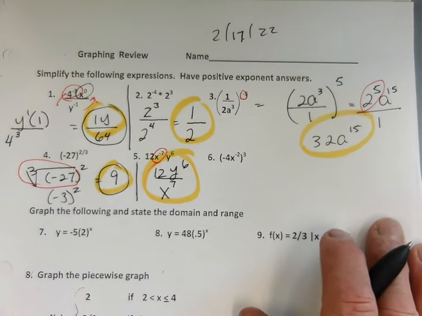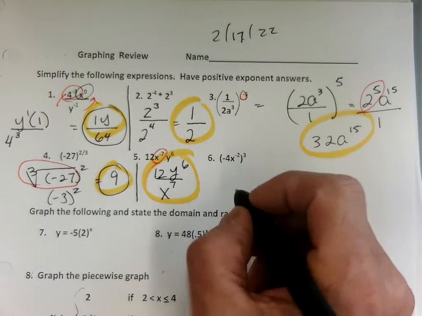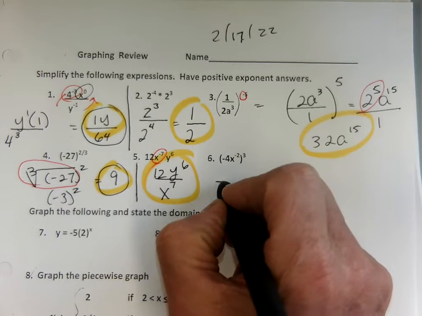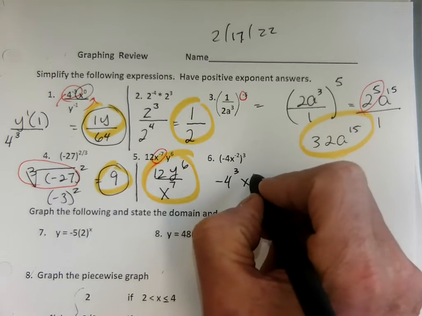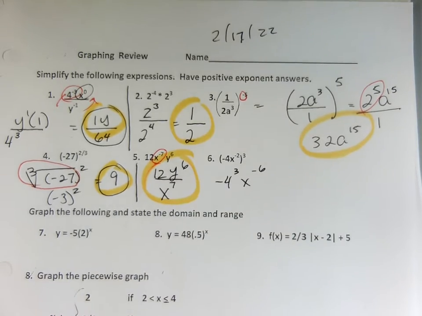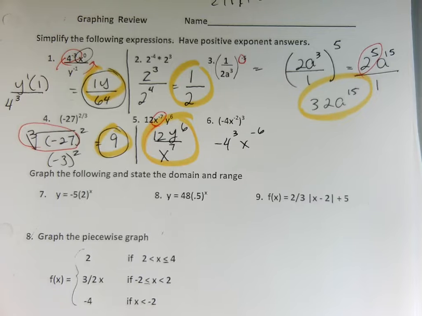Okay, number 6. Well, this is like a negative 4 to the 3rd power times an x to the negative 6 power. Okay? That's one way to do it. I guess I could have done it a different way. It's going to work this way. Actually, I probably should have done it a different way. Let me do it a different way.